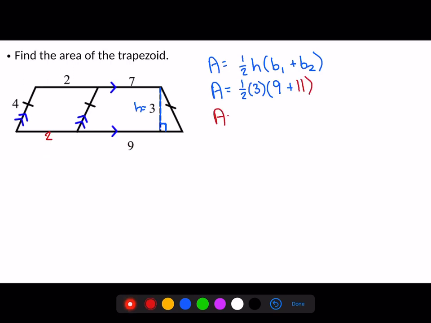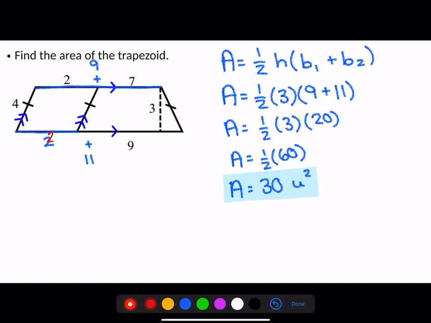So area is equal to 1/2 times 3 times 20. Let's go ahead and see the next page. Right over here, 3 times 20 will give me 60. Half of 60 is 30. So area is equal to 30 units squared.